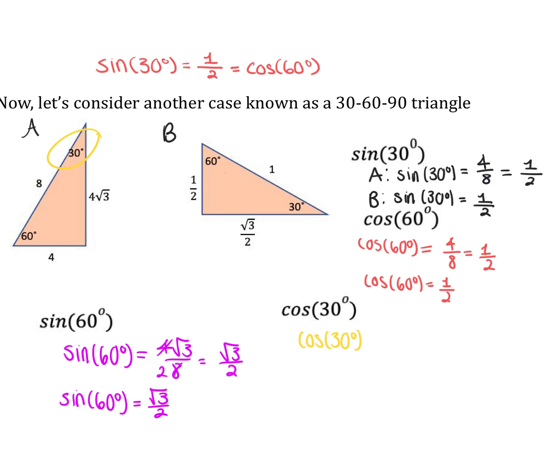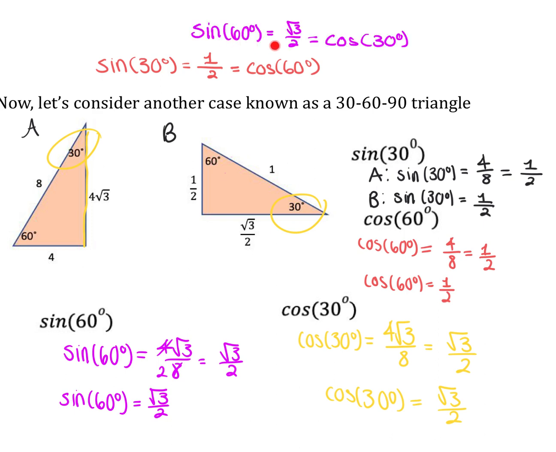So that's going to be the adjacent side over the hypotenuse. So that's going to be 4 radical 3 over 8, which is just going to be radical 3 over 2. Then we're going to do the second triangle. So we have cosine of 30 degrees, which is going to be radical 3 over 2 over 1, which will just be radical 3 over 2. So another important fact: sine of 60 degrees equals radical 3 over 2, which is equal to cosine of 30 degrees.